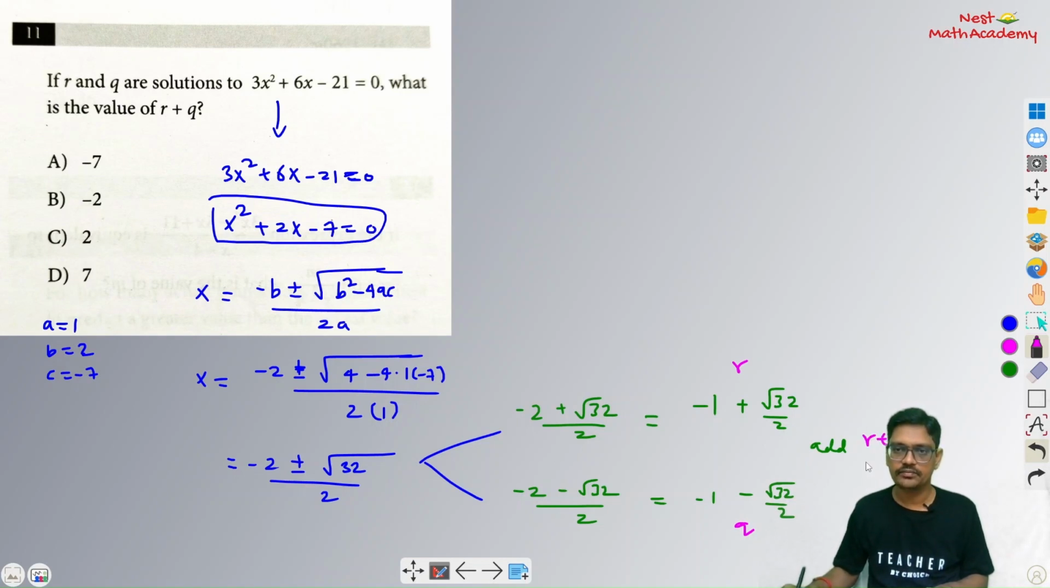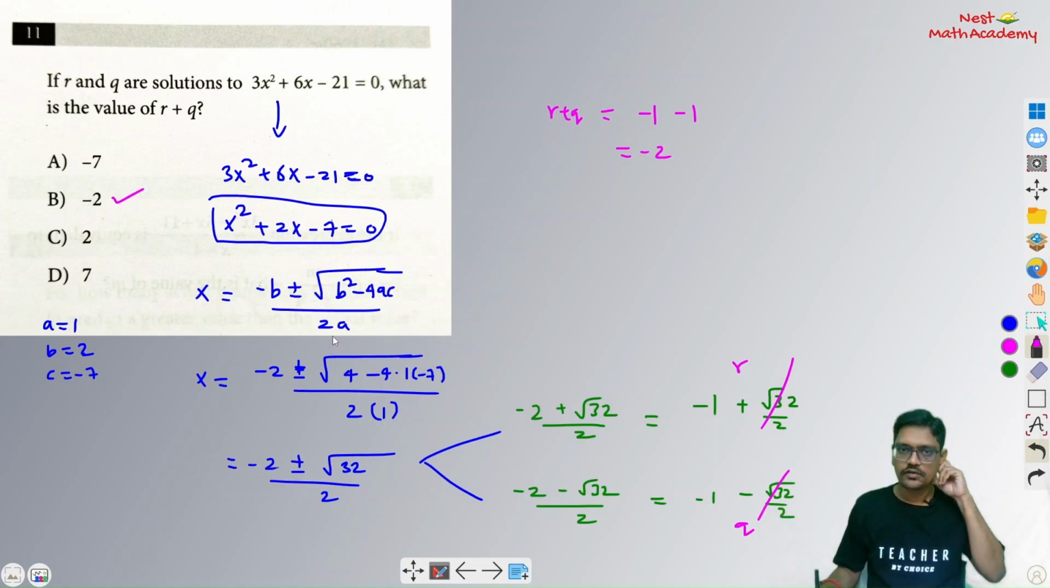When I add those two, R plus Q, clearly we can see that this and this will get cancelled. Isn't it? One is plus and one is minus. So minus 1, minus 1, only these two are left, which is minus 2. So the answer is minus 2. This is one way: straightforwardly solving it and adding the actual roots. It takes a little bit of time, but that's how we can do it.